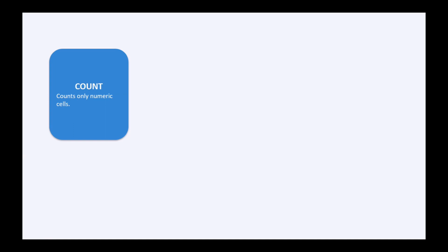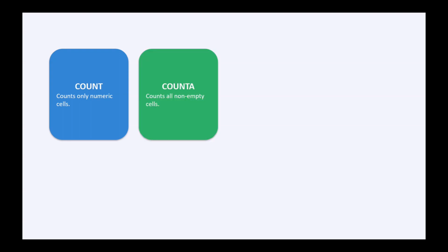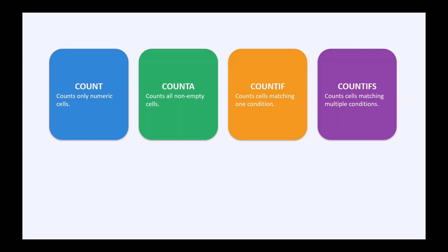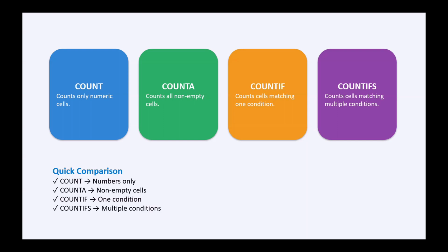The basic count function is COUNT, which counts only the numeric cells available in the given range. The second one is COUNTA, which counts all non-empty cells, and the non-empty cells can contain either a numeric value or any text value. Third one is COUNTIF, which counts the cells matching only one condition, and COUNTIFS counts the cells matching multiple conditions. So in quick comparison, COUNT counts only the numbers, COUNTA counts all non-empty cells, COUNTIF works with one condition, and COUNTIFS works with multiple conditions.